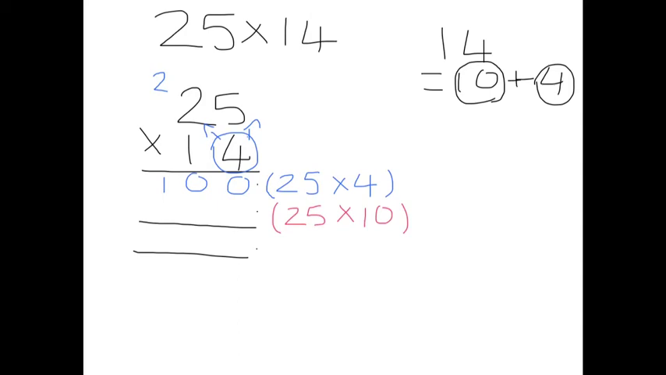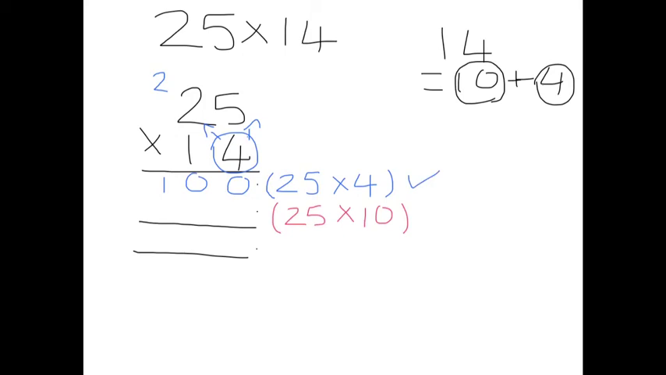4 times 5 would be 20. 4 times 2 is 8, plus our extra 2 tens would be 10, and that gives us 100. And you should know just by mental maths that 25 times 4 is 100, so we are correct for that row.